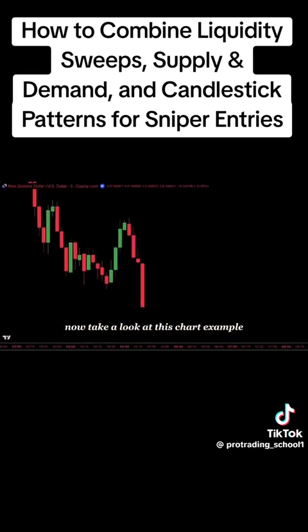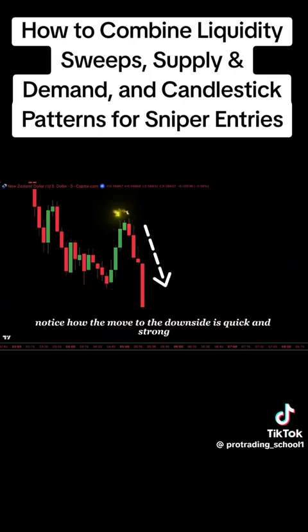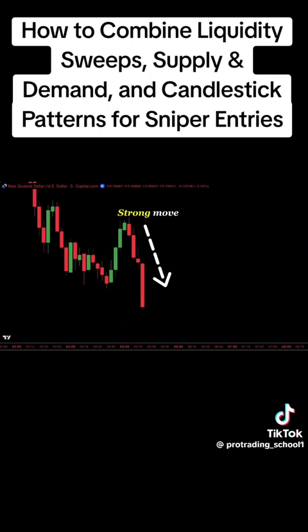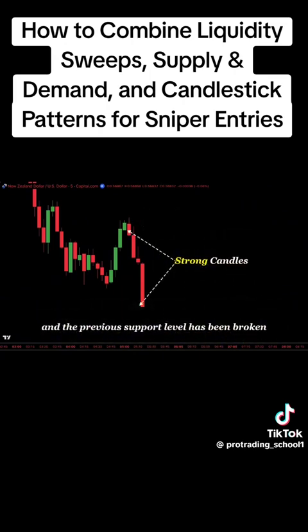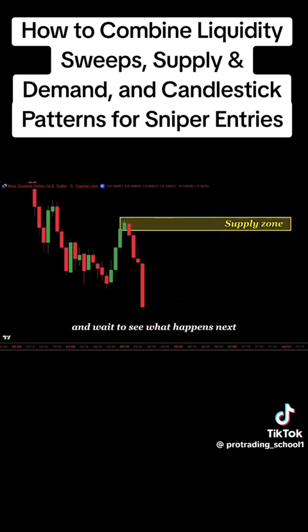Now take a look at this chart example. As you can see, the market formed a rally-based drop pattern. This is what we call a supply zone. Notice how the move to the downside is quick and strong. The candlesticks are large, and the previous support level has been broken. This is often considered a footprint of institutional selling. Now, we draw the supply zone and wait to see what happens next.